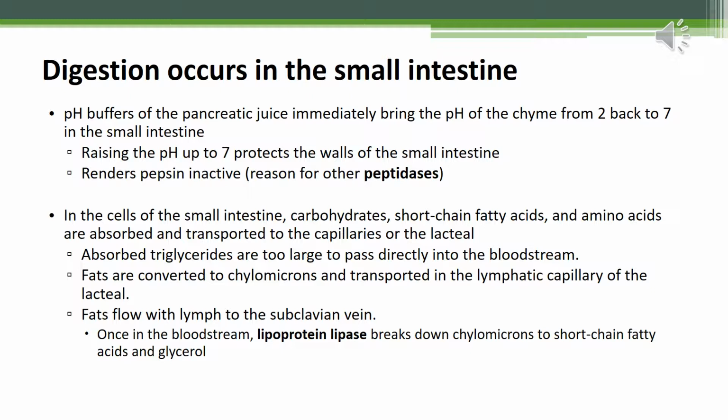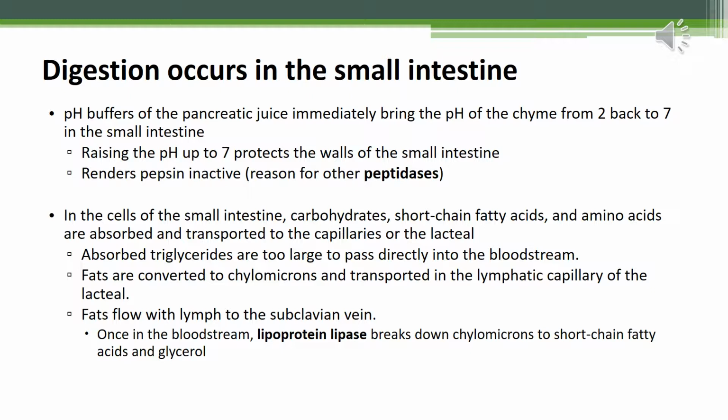So in the cells of the small intestine, carbohydrates, short-chain fatty acids, and amino acids are absorbed and transported to the capillaries or lacteal. And the reason the lipids pass into the lacteal is because the absorbed triglycerides are simply too large to pass directly into the bloodstream. And like I said, this is what makes them difficult to digest and absorb, or it's related to that.